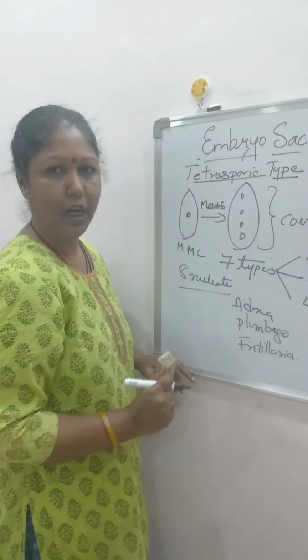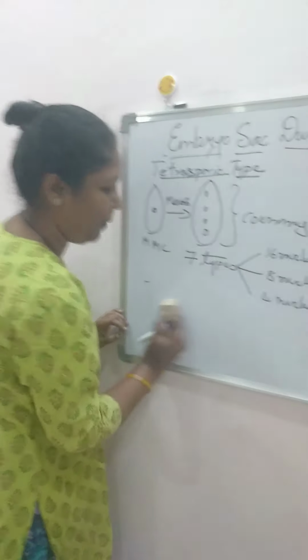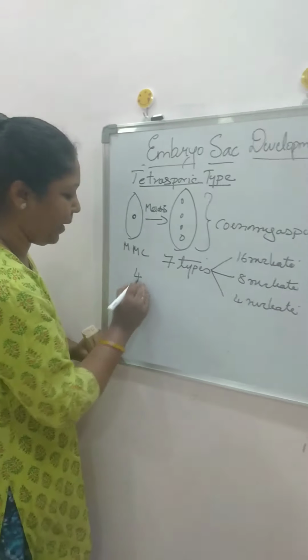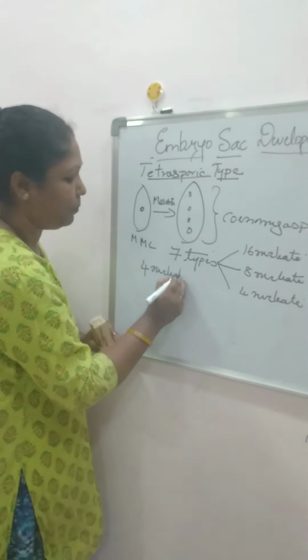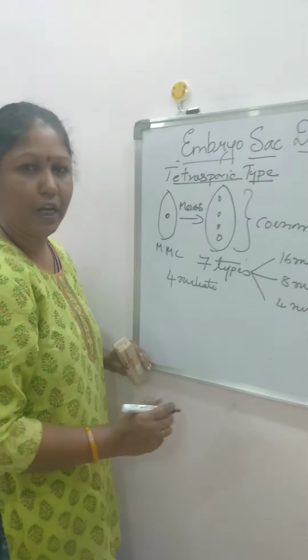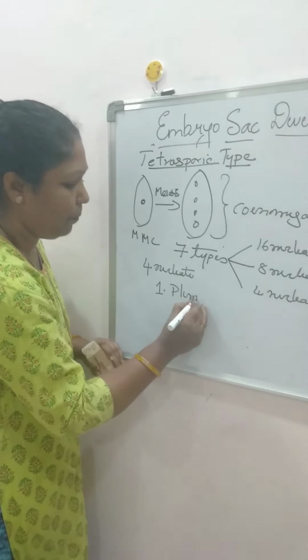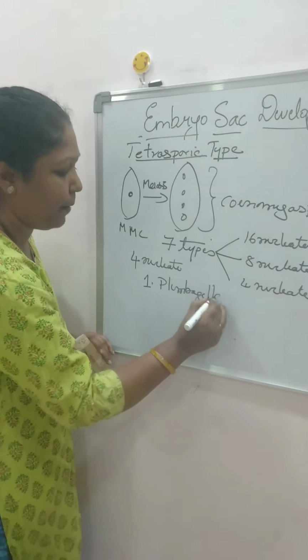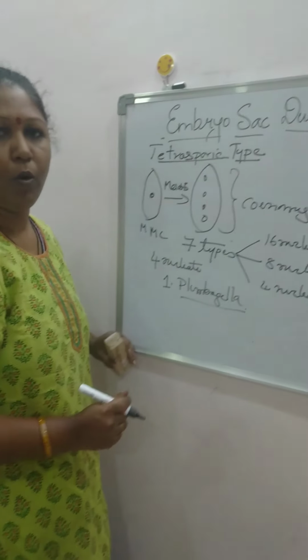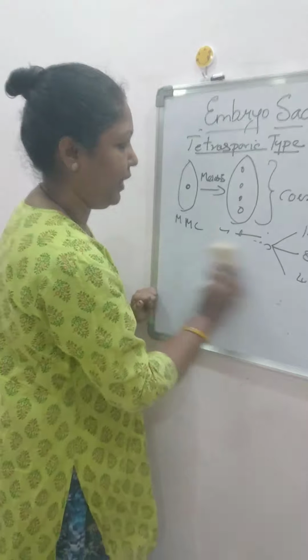And the last type is a 4 nucleate embryo sac that develops by participation of the coenomegaspore, and under that there is only one single example, that is Plumbago type of embryo sac. So let's further read about them.